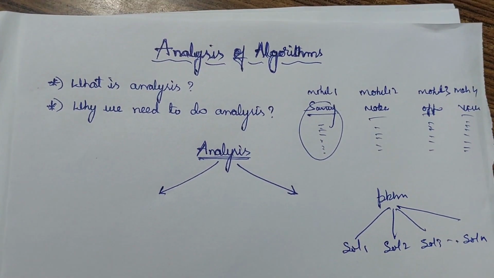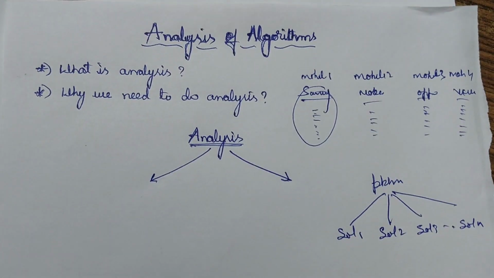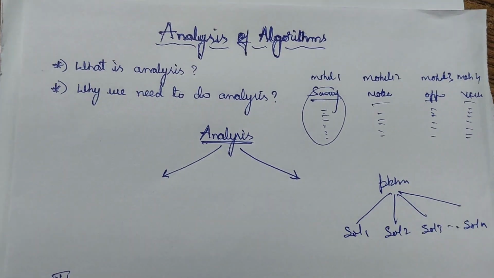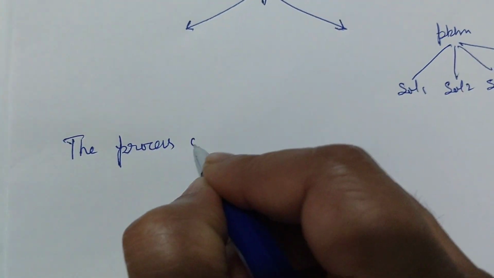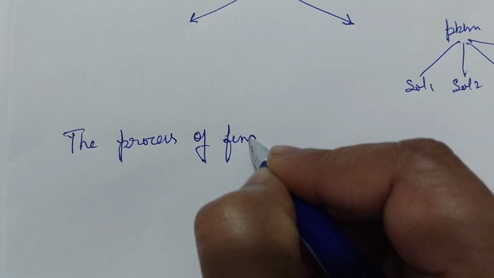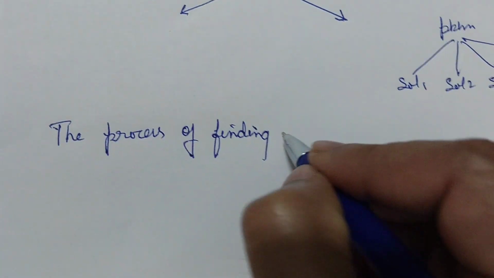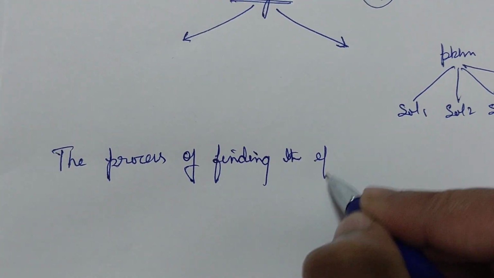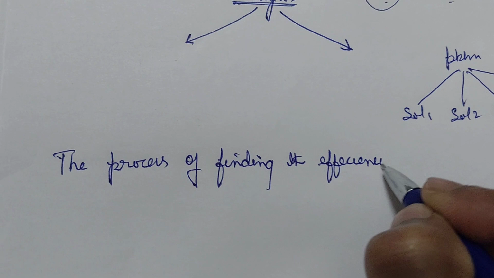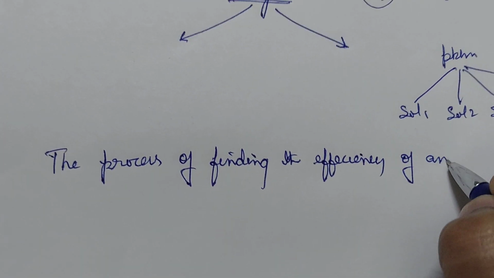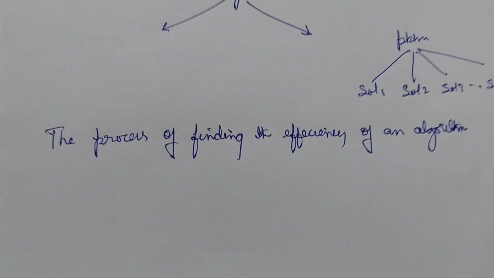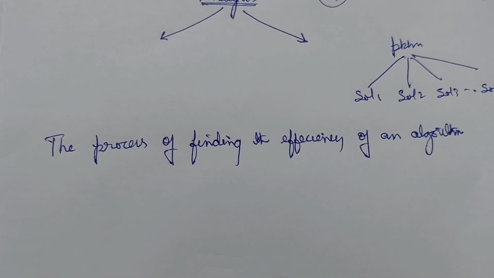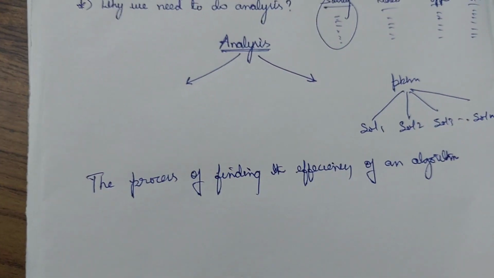So what is analysis? The process of finding the efficiency of an algorithm is called what? Analysis of an algorithm. Okay, so now why do we need to do analysis?